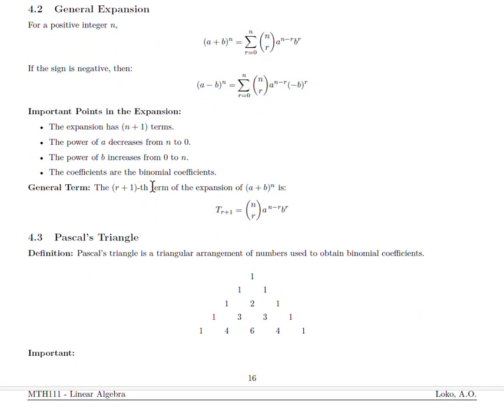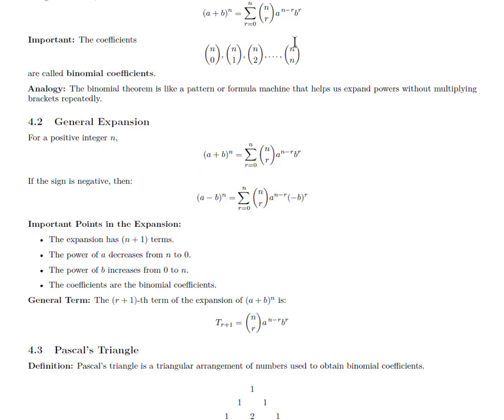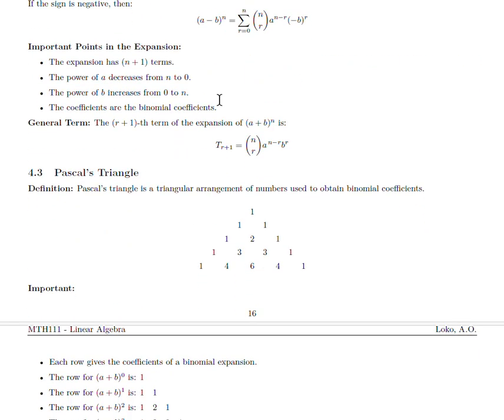The r plus 1 term of the expansion of a plus b raised to power n is given with this formula. What is the difference between this and this? We shall see later on. There's something we call the Pascal's triangle, which can give us the values of these combinations that are the coefficients in the terms of our expansions. The Pascal triangle can give us those values easily. How is the Pascal triangle constructed?